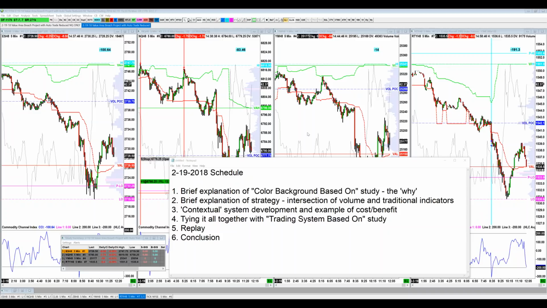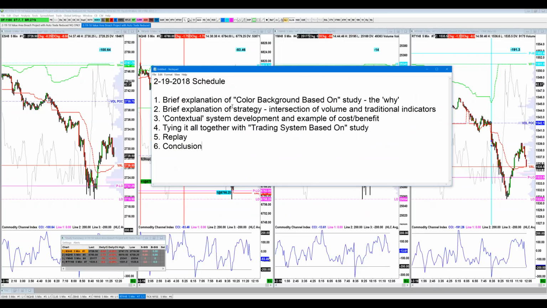Okay. All right. This is the schedule for today's event. We're going to do a brief explanation of this color background study, just why we use it, what it is. I'm going to explain briefly a strategy that I like to follow that is sort of an intersection of volume and a traditional indicator or two. I'm going to talk briefly about what I call contextual system development and an example of how that can benefit or cost you something. And that's specific to what's happened in the last few weeks. And then we're going to try to tie it all together with an example of this trading system based on the study. I'll show you how to replay the chart so you can see your study work in real time, and then we'll be done. Okay?